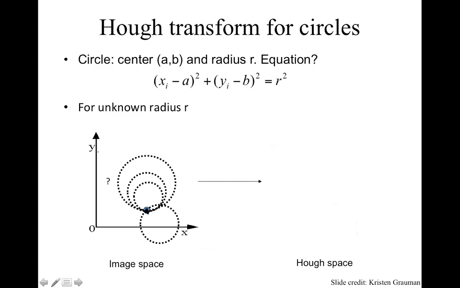Now we have to answer: what will correspond to a point here? We do know that in the fixed radius case, to a point in the image space will correspond a circle in the Hough space.